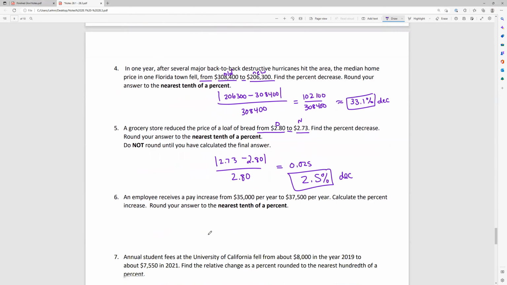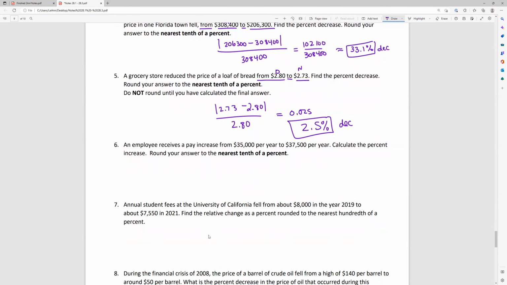We're going to go through these next ones kind of quickly because it's the same process over and over again. An employee receives a pay increase from $35,000 to $37,500. So this is the old, this is the new. We want the percent increase.